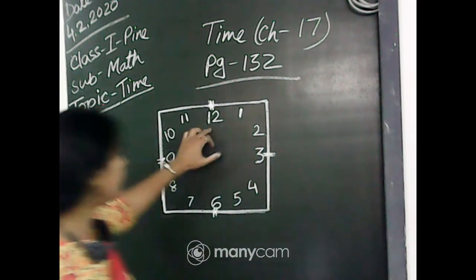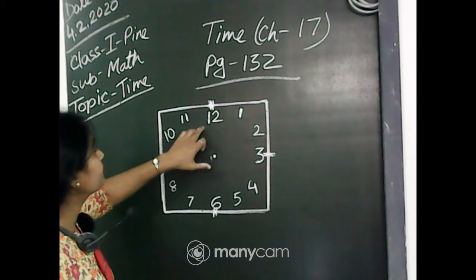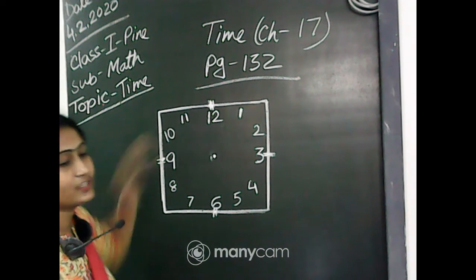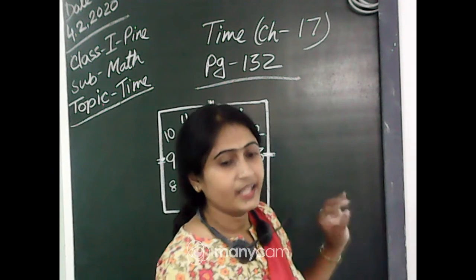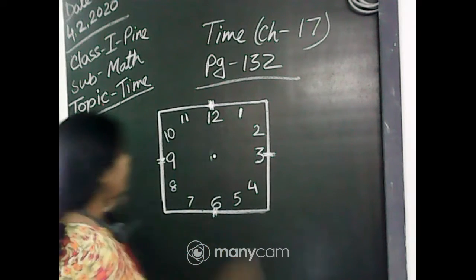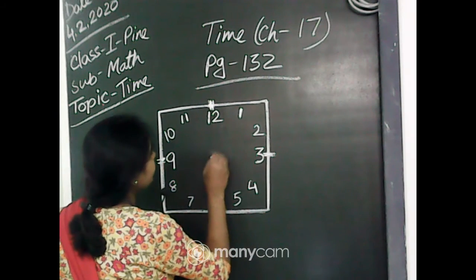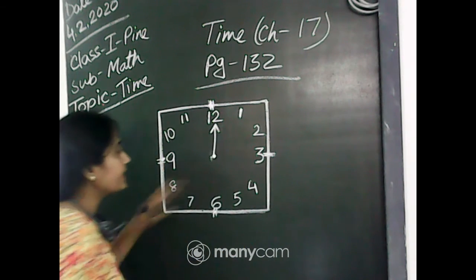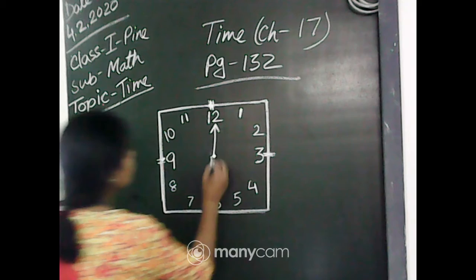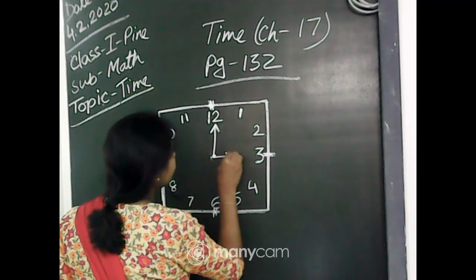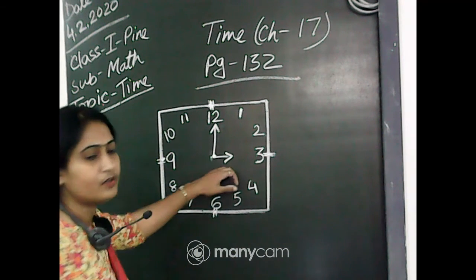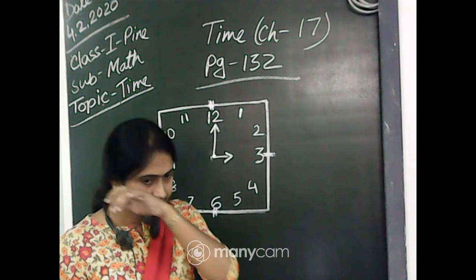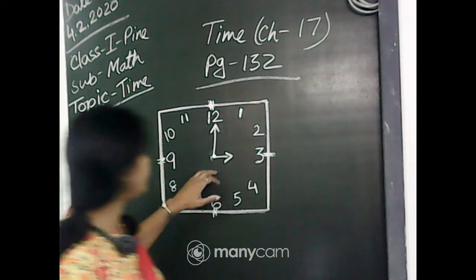In this clock there are 12 hours. Can you see? 12, 1, 2, 3, 4, 5, 6, 7, 8, 9, 10, 11, 12. Now if the big hand indicates 12 and the short hand indicates 3, what is the time now? What time does the clock show? Can you tell me, beta?